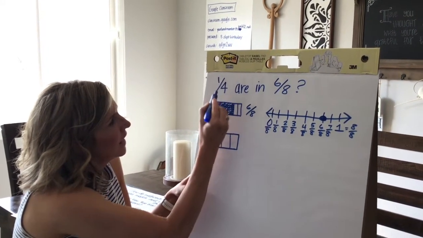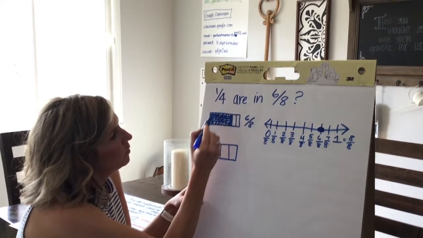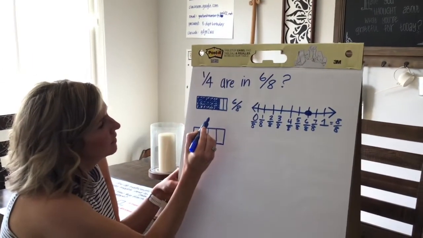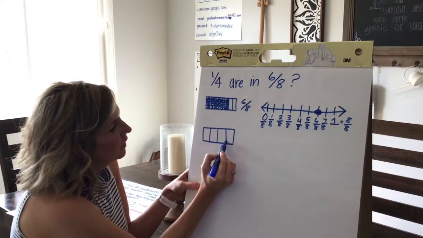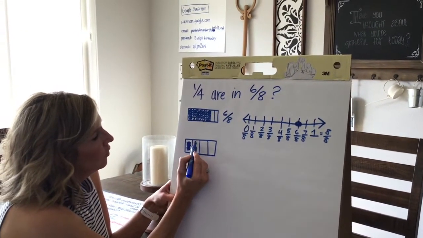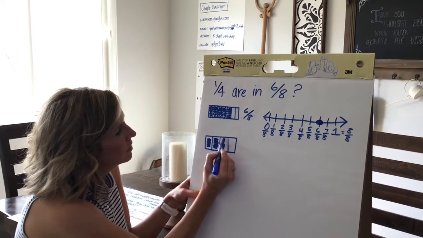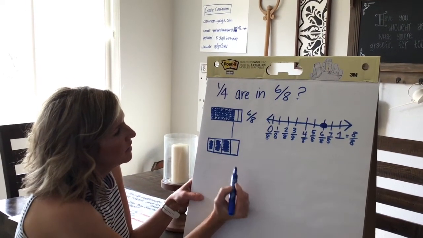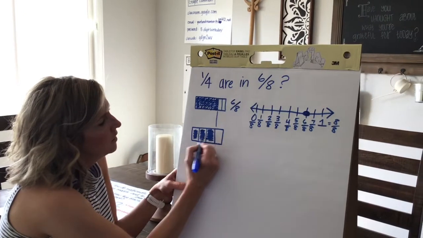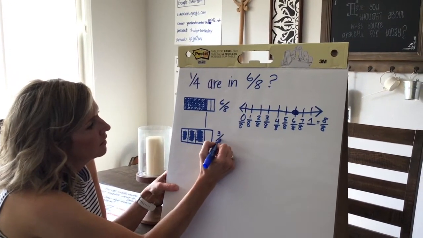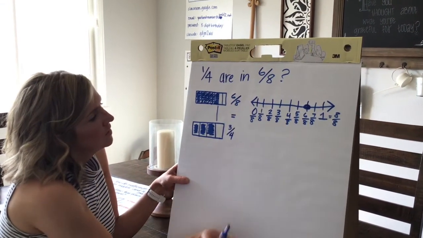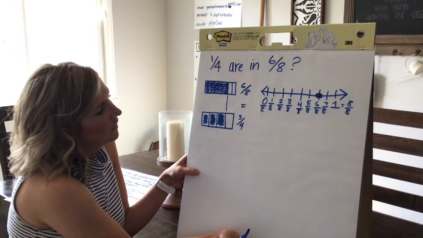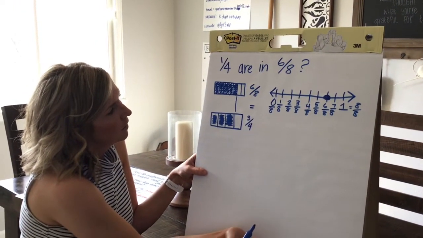I'm trying to decide how many of these 1/4 will be equivalent to 6/8. So I can see, look, okay, here's a 1/4, there's 2/4, there's 3/4. This and this take up the exact same amount of space. So 3/4 is equivalent to 6/8. I know because they take up the same amount of space.